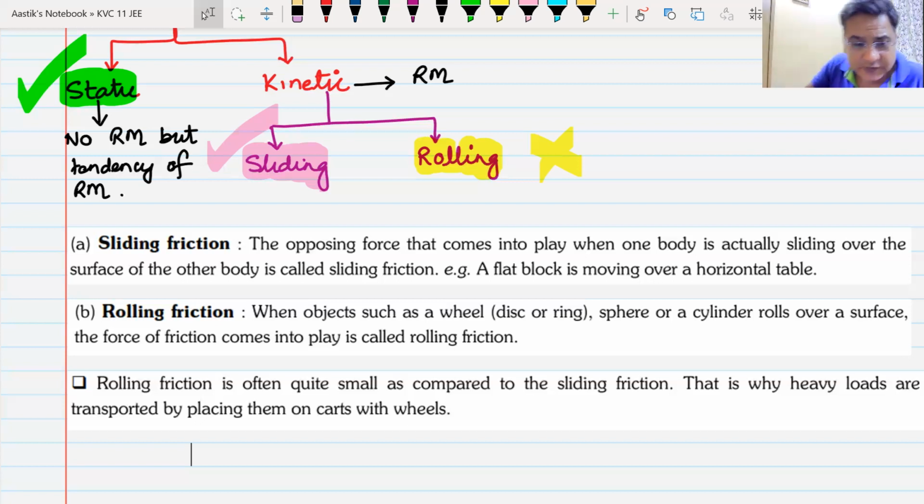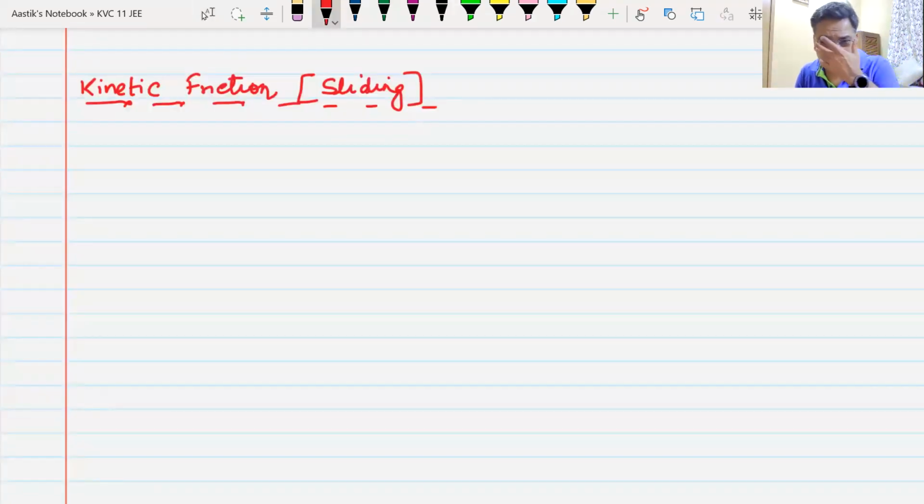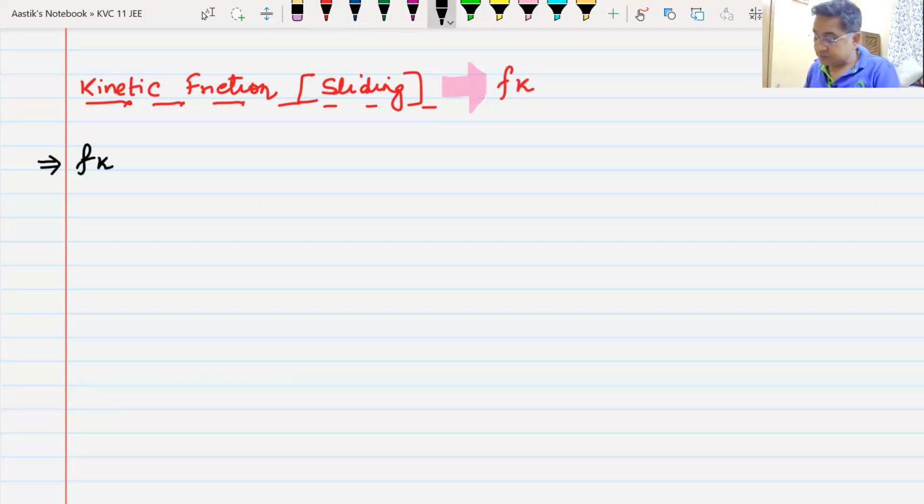Okay, so the friction that we are going to study would be kinetic, and in kinetic, we are only going to study sliding friction. So whenever I say kinetic friction, I basically mean sliding friction. Now, when does this kinetic or sliding friction come into the picture? We represent it by Fk. Fk is the friction between two bodies.